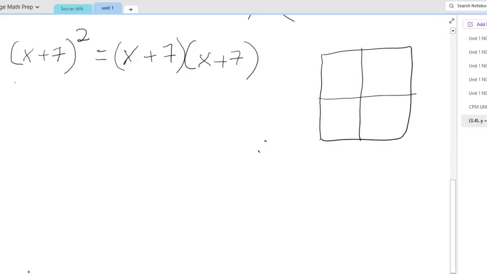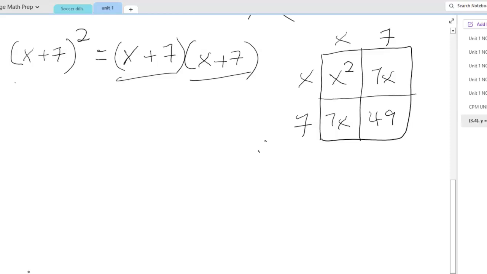so here's a box. Since we have x plus 7 here, we put x plus 7 there. And this one is another x plus 7. And now we just fill in each of these squares. This one is x times x, which is x squared. This one is 7 times x. So that's 7x. This one is also 7x. And this one is 7 times 7, which is 49.